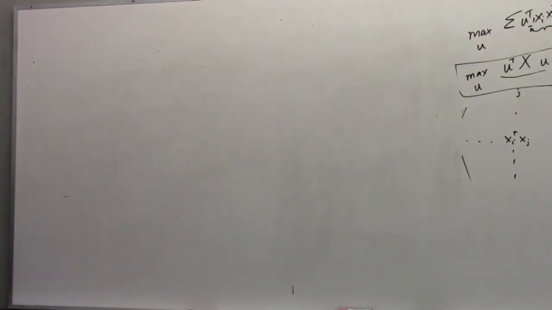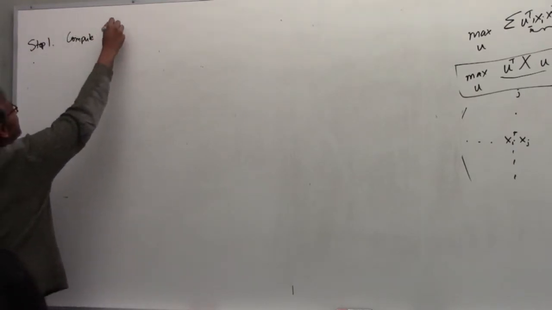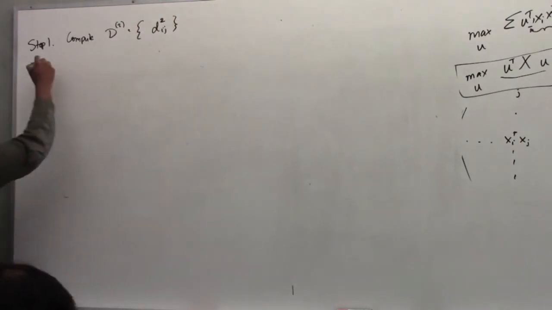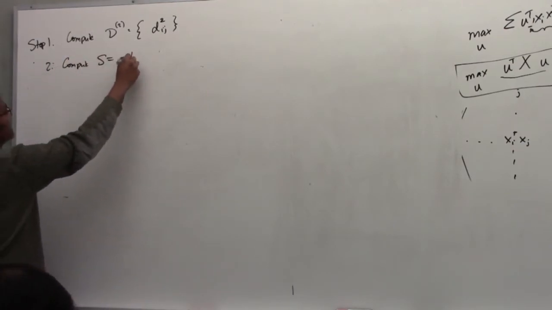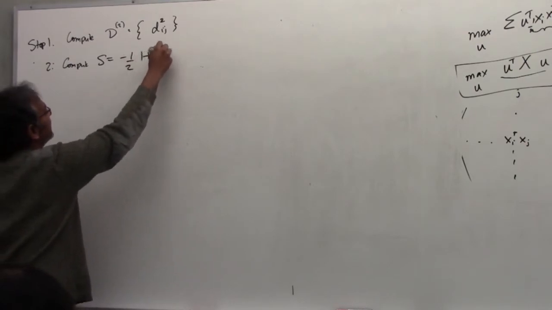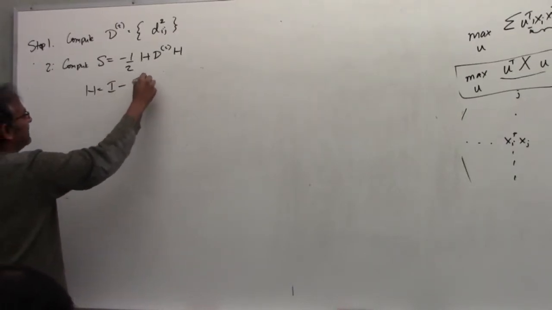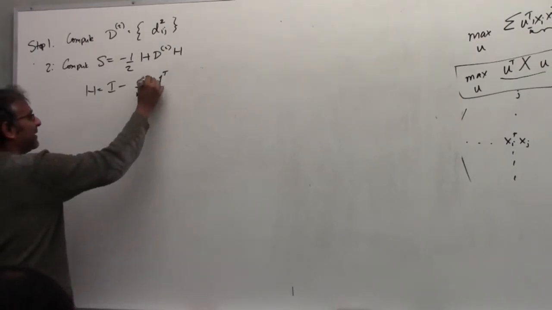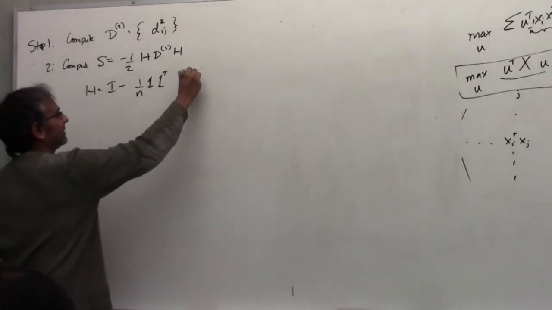Okay. So remember we had step 1. Compute D2 is equal to the set of all Dij squared. Then step 2, compute S is equal to minus half H D2 H, where H is equal to I minus 1 over N 1 transpose. Right, so I'm trying to make this clear. That's not just the number 1. It's a vector of all ones. So maybe I'll just write that here.